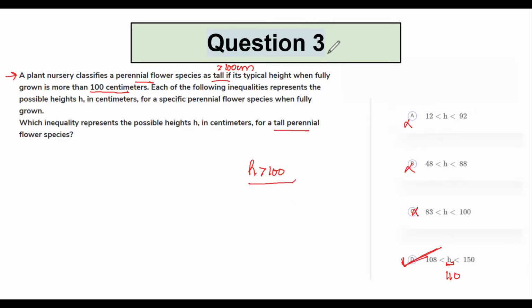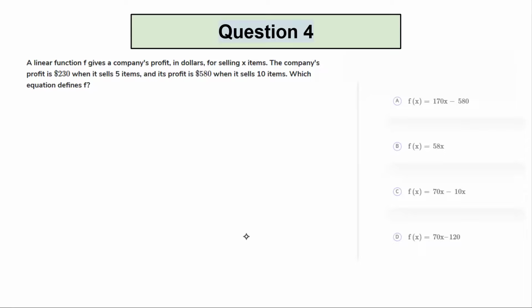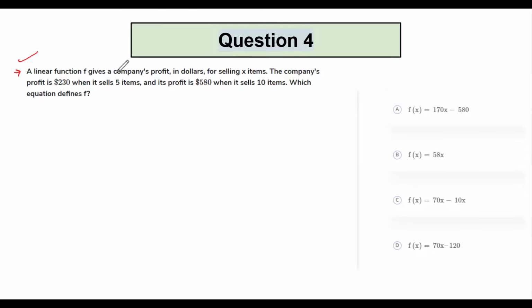Okay, moving on to the next question. This is our question number 4. Question number 4 says a linear function f gives a company's profit in dollars for selling x items. The company's profit is 230 when it sells 5 items, and its profit is 850 when it sells 10 items. Which equation defines f?